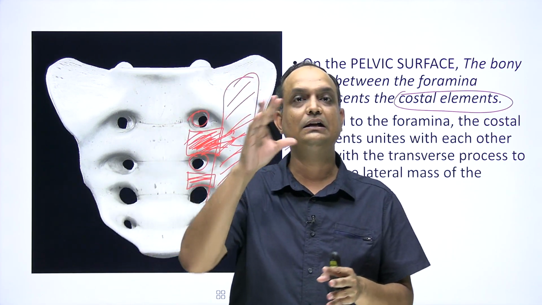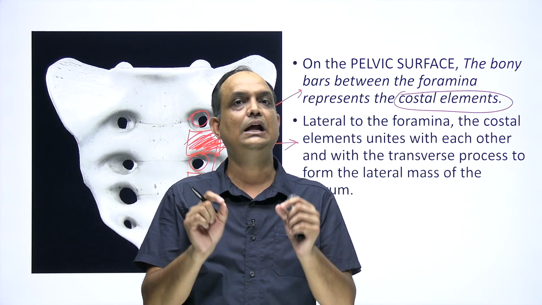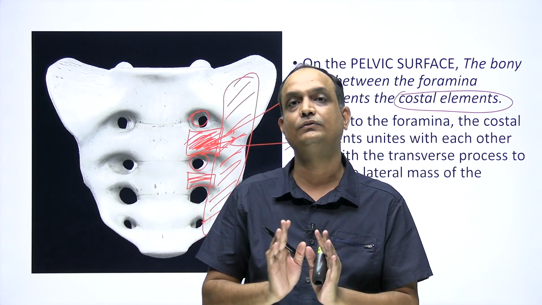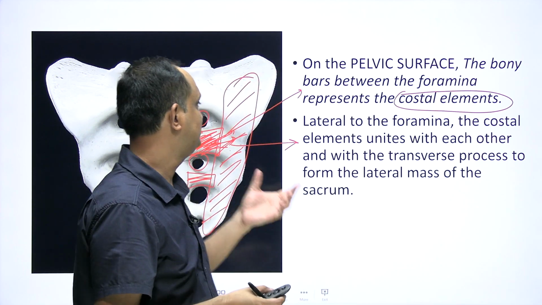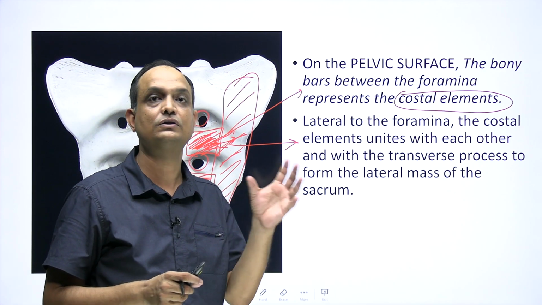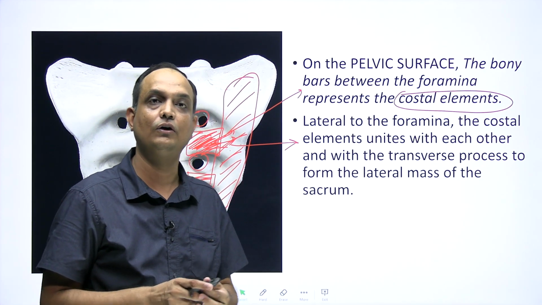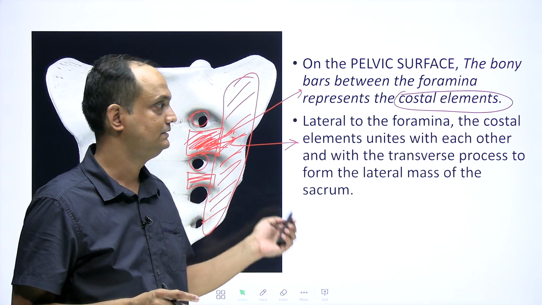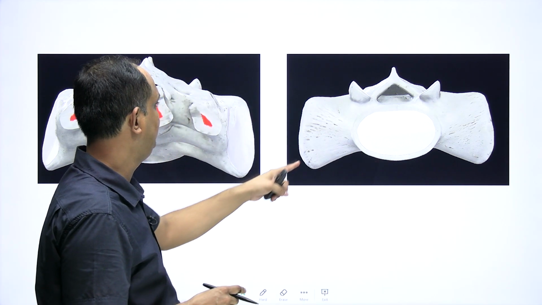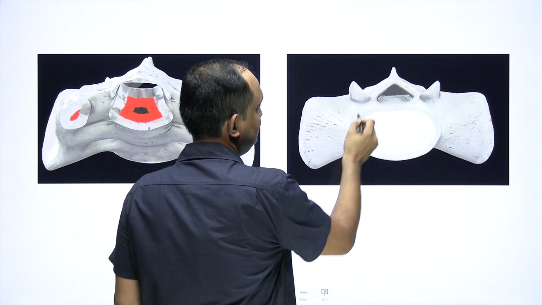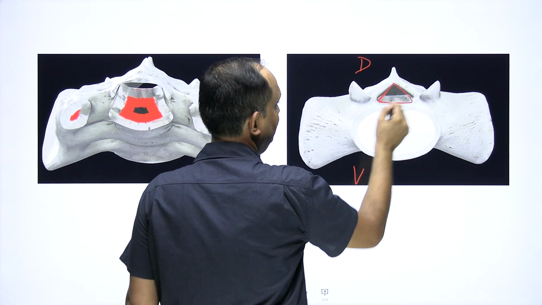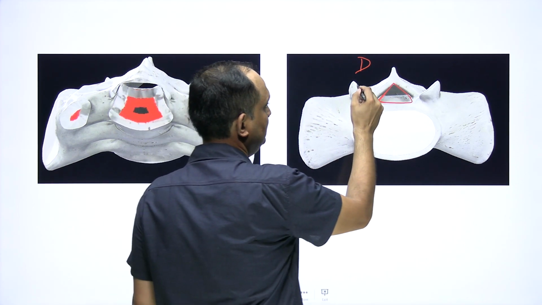In the remaining cervical, lumbar and sacral regions, the costal elements are always there, and those costal elements become part of the transverse processes. In the case of the sacrum, the lateral mass actually represents the fused costal elements and transverse processes of the sacral vertebrae. Clear? Now, in this superior view, this is your dorsal side, this is your ventral side, this is your sacral canal, and we can divide it into three parts.